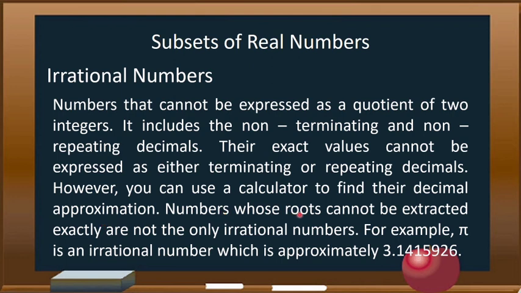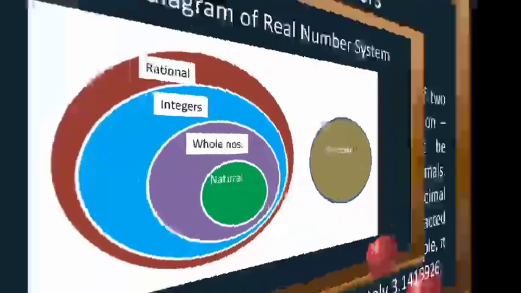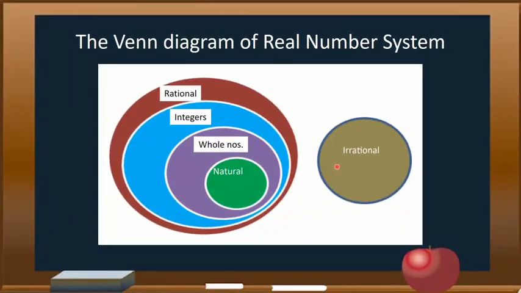Numbers whose roots cannot be extracted exactly are not the only irrational numbers. So for example, pi is an irrational number which is approximately equal to 3.1415926. So this is the Venn diagram of the real number system.